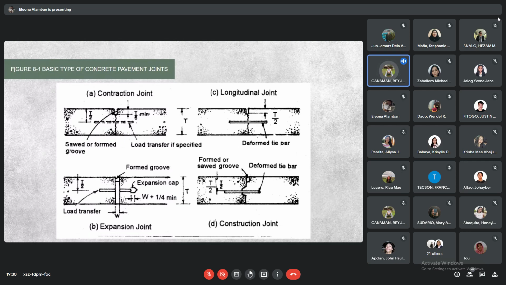So there are four types of joints, which are the contraction joint, the expansion joint, the longitudinal joint, and the construction joint. Before we discuss each joint, what are those gaps or lines on the concrete? The answer is joints. But what exactly are joints in concrete, and what is their meaning in concrete?